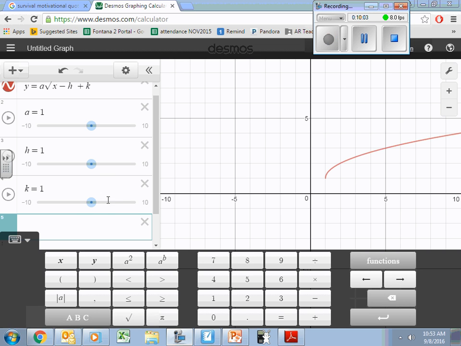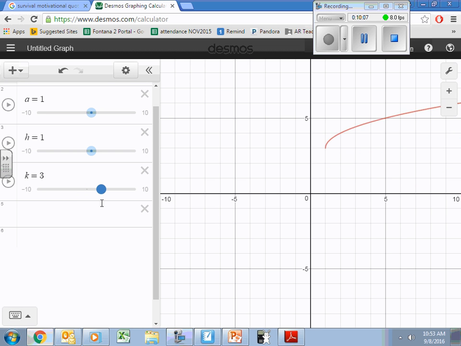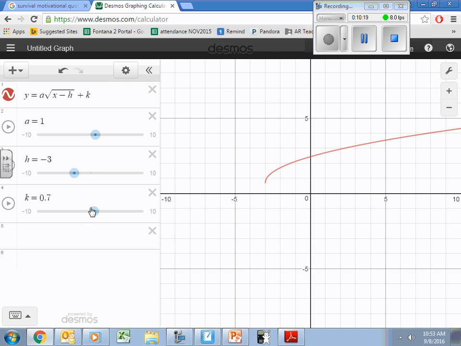The K, of course, with the slider, these buttons are called sliders, moves it up or down. We know that by now. The H moves it left and right. And then the A makes it narrower, that is flatter to the ground, or stretched up higher.